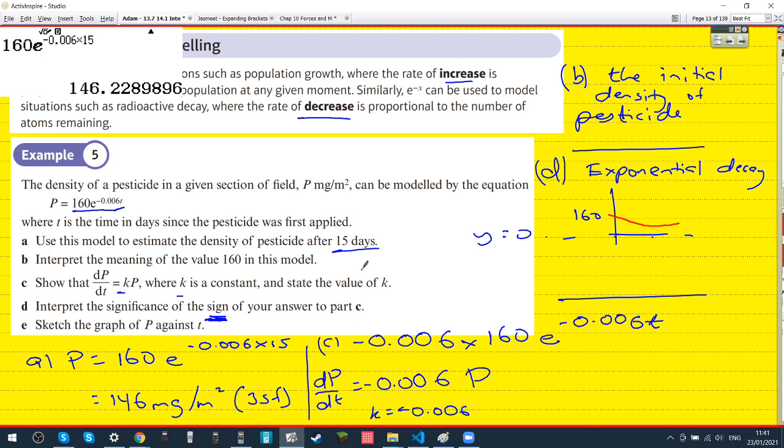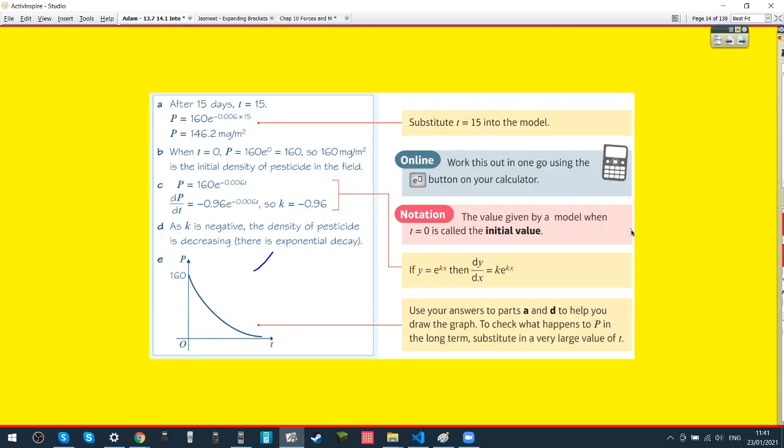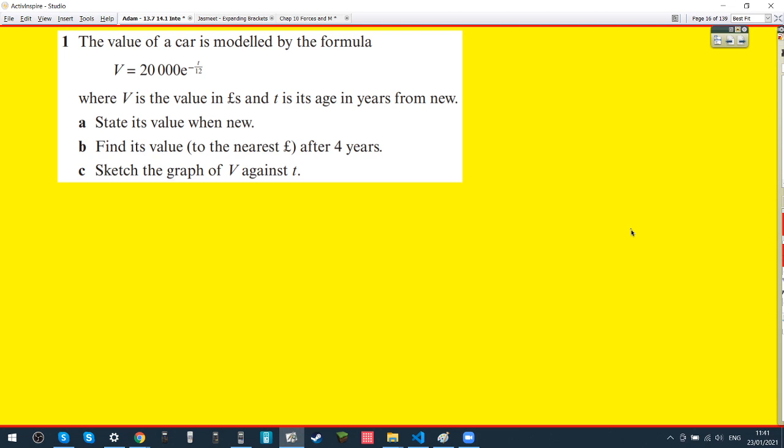So for part A, the density of pesticide after 15 days was 146. If we wanted to know at what rate it is decreasing after 15 days, you would just do 146 times minus 0.006. Nothing fancy. Because the derivative is negative, that means it's decreasing, and so it's kind of leveling off. And then you sketch the graph. Great. Any questions about that one? No.